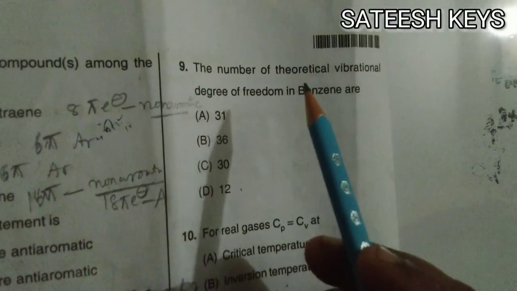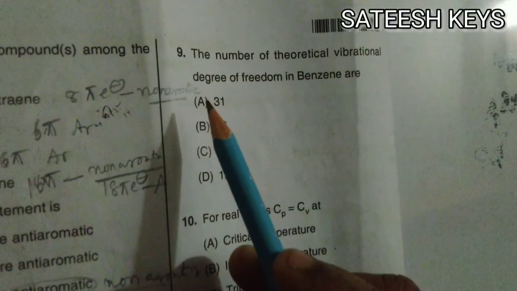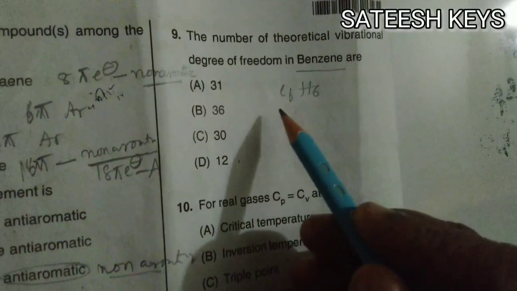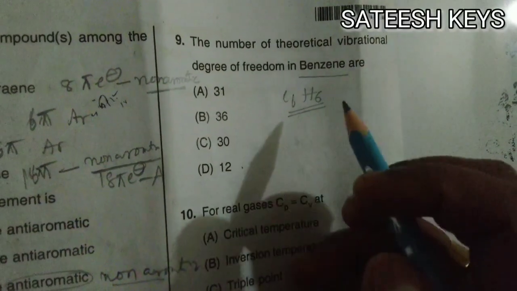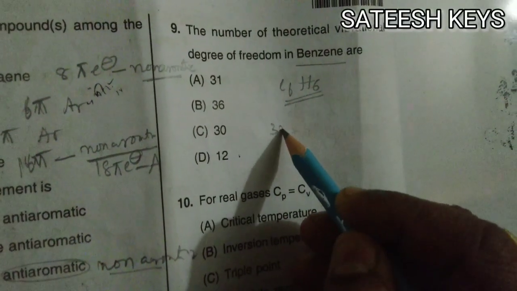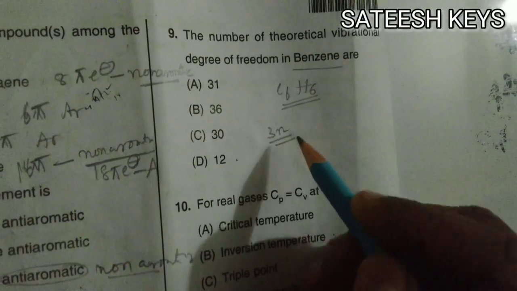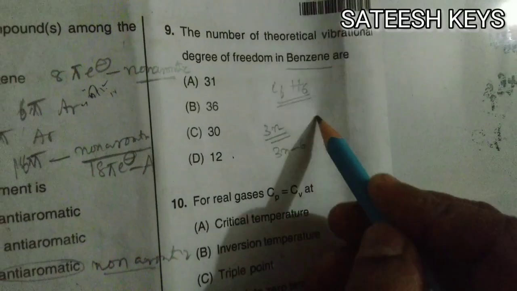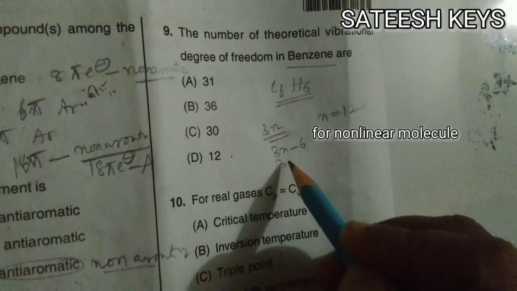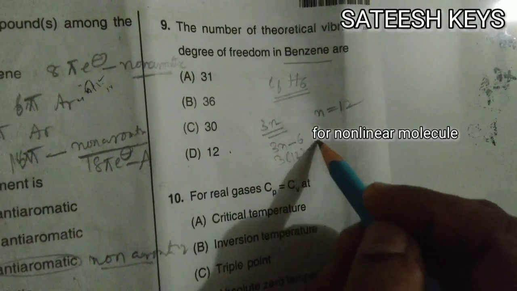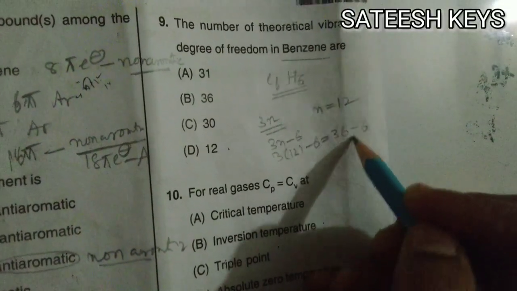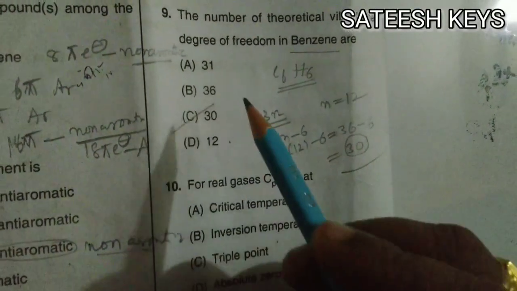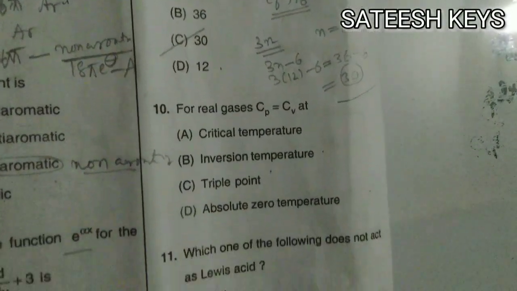The number of theoretical vibrational degrees of freedom in the benzene molecule. You know the molecular formula of benzene is C6H6. The total degrees of freedom is 3n. The vibrational degrees of freedom is 3n minus 6. Here n is equal to 12. Substituting 12: 36 minus 6 is equal to 30. These are the vibrational degrees of freedom. Option C is correct.